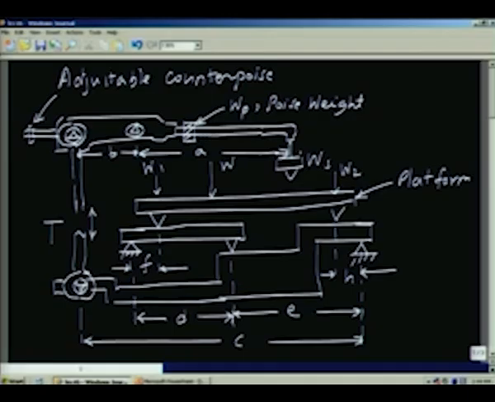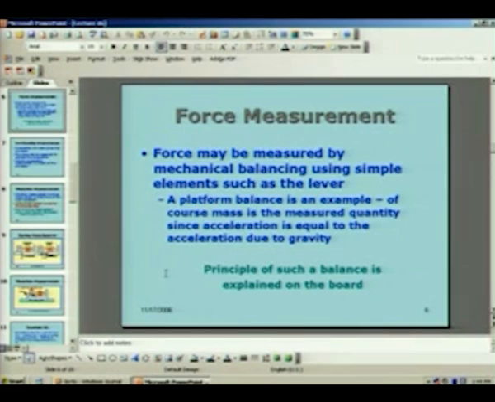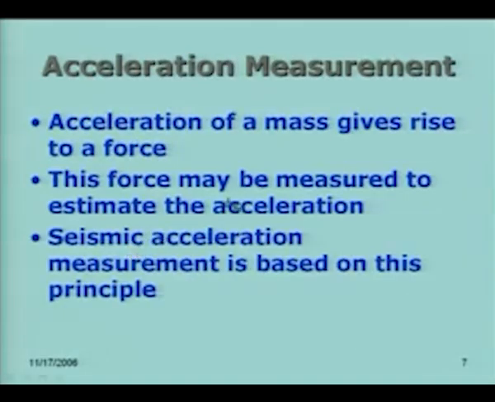So, the platform balance is simply an instrument where force is measured. Force in this case happens to be the weight of the material which I am going to put here, and it is measured in terms of balancing of the various moments acting on members. What we have seen is that the position of W on this platform, where the material is placed, does not matter. Wherever you place it on the platform, it is going to read the same value. So, this is an example indicative of another way of measuring force. Now let us go back to the slide and see what is the next thing we are interested in.